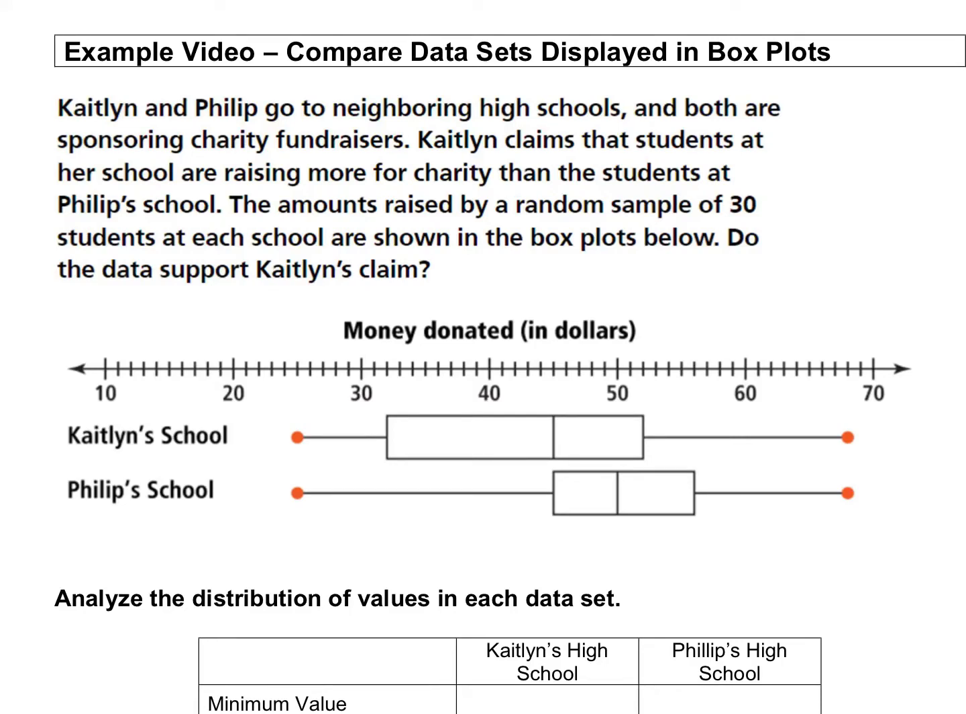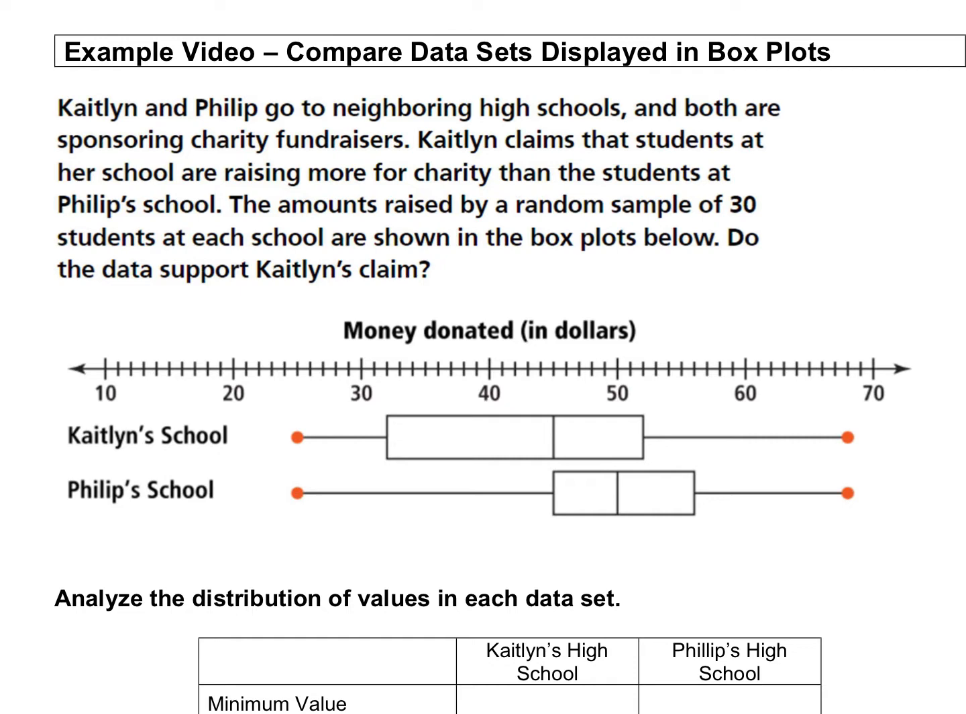All right, in this next example, we're going to compare data sets displayed in box plots. So Caitlin and Philip go to neighboring high schools and both are sponsoring charity fundraisers. Caitlin claims that students at her school are raising more for charity than the students at Philip's school. The amounts raised by a random sample of 30 students at each school are shown in the box plots below. Do the data support Caitlin's claim?